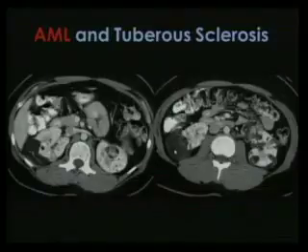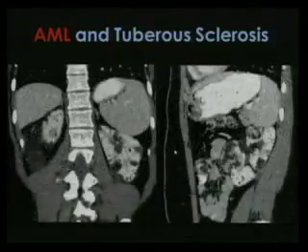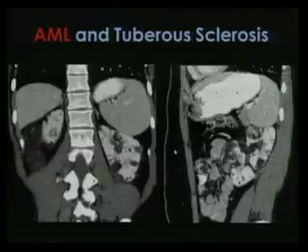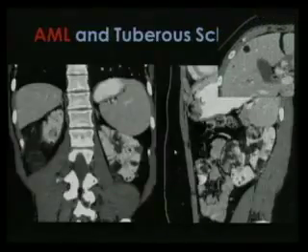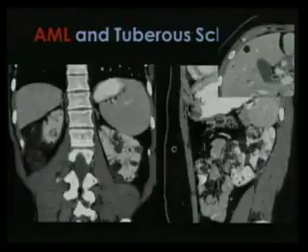Angiomyolipoma and tuberous sclerosis. Another example, multiple bilateral renal tumors, but if we pay attention, all of them are showing a different degree of fat. Same patient, different multiplanar reconstructions in coronal and sagittal. This patient also shows hepatic lipoma.